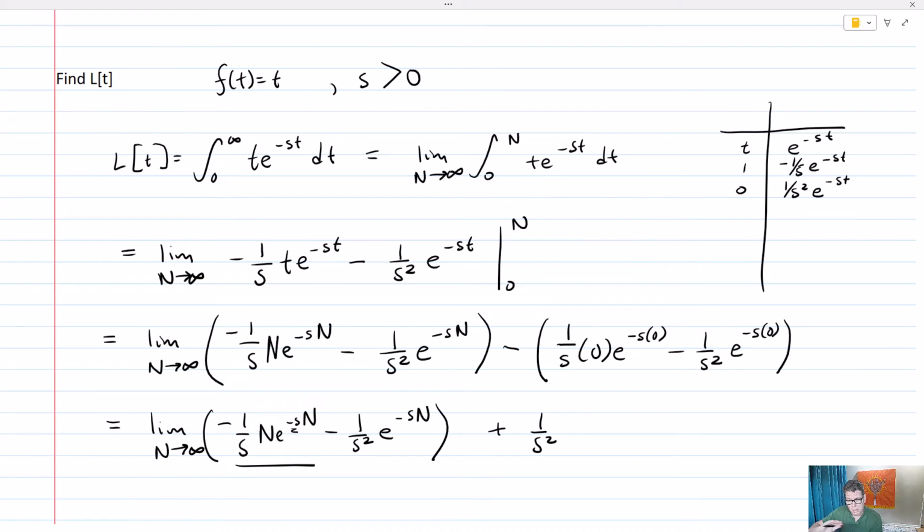Now notice, if we look here, we have n e to the negative sn. The exponential grows much faster than this n, and so this goes down to 0. And then negative 1 over s squared e to the negative sn, that's also going to go to 0 as s is some constant. So this is just going to end up equaling 1 over s squared. And in fact, that's going to be the Laplace transform for the function t.